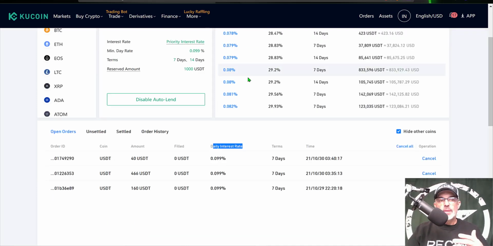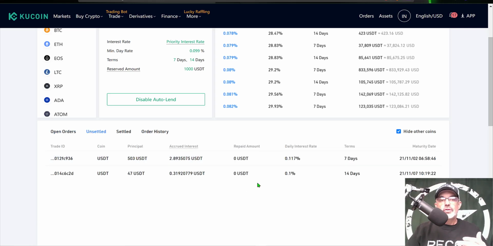And so now that the rates have dropped a little, I do have some open loans that have not been filled, and they'll stay open until the rates come back into the area I'm willing to lend at, and that's the 0.099%. Now if I click over here on unsettled, these are the loans that I still have outstanding and earning interest.